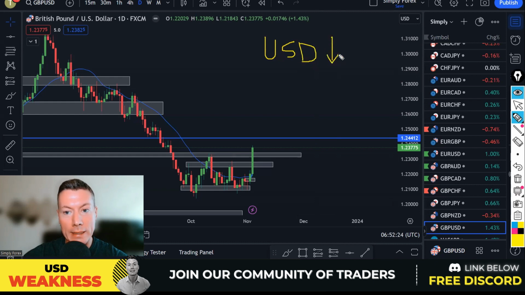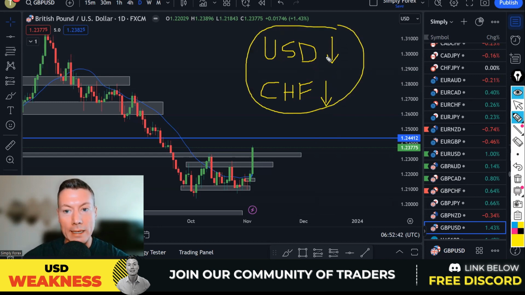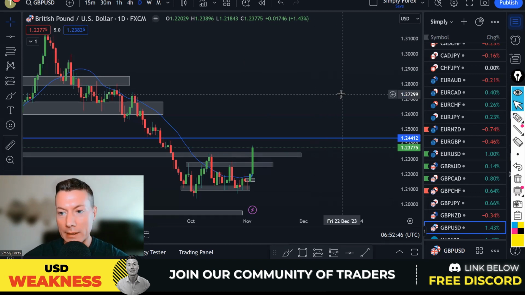I mentioned this on Friday, and it was sustained off the back of all the news on Friday. And we are seeing Swiss franc weakness, which I also discussed on Friday, and that is also sustained weakness, okay? So this is generally what we're seeing in the markets. And that has led to a couple of trades, obviously.